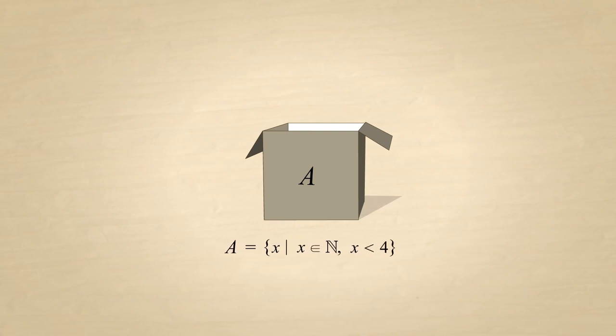The vertical bar means "such that." So we would read this definition as A is the set of all elements x such that x is a natural number and is less than 4. You may sometimes see a colon used instead of a vertical bar.